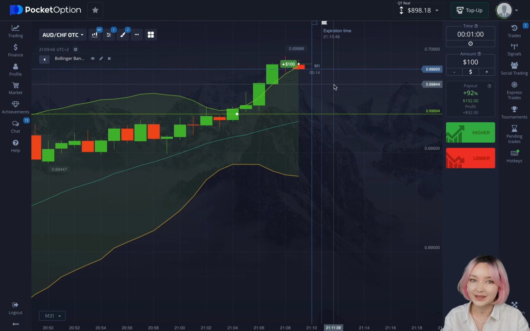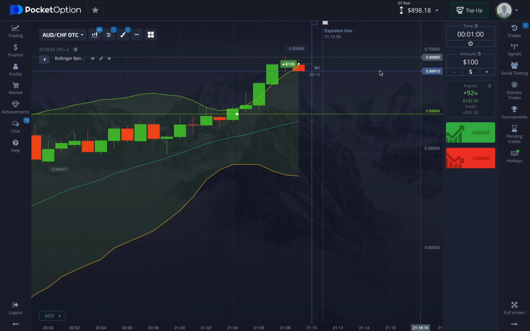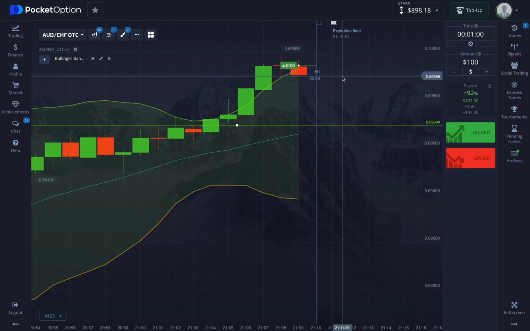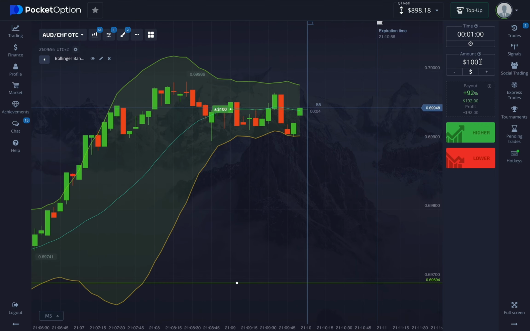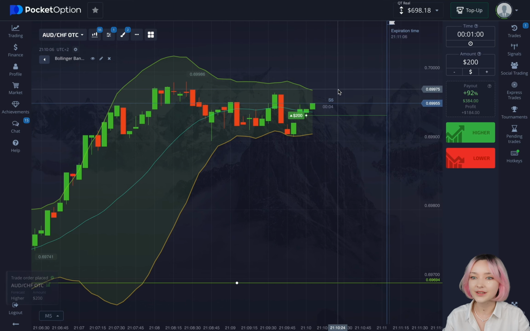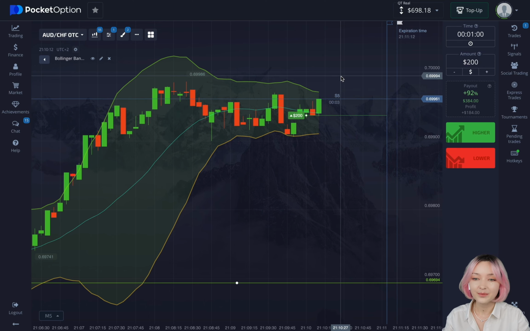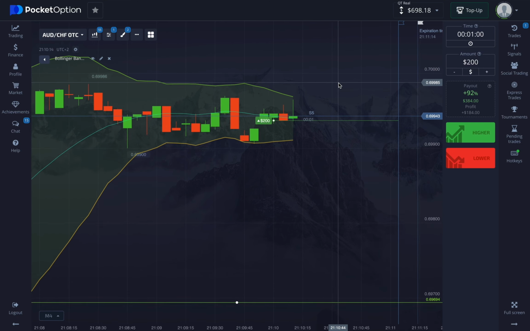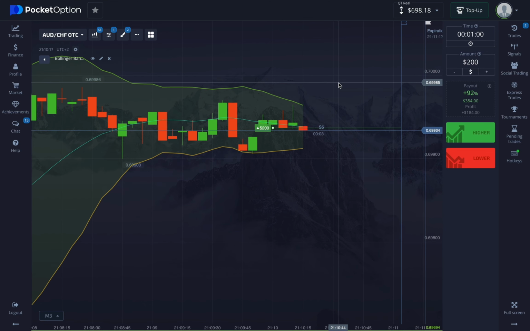Let's see what happens together and look at this deal. The deal closed very near. It didn't have enough time to close in profit, so I've prepared the second $200 deal and made a buy-in bet.